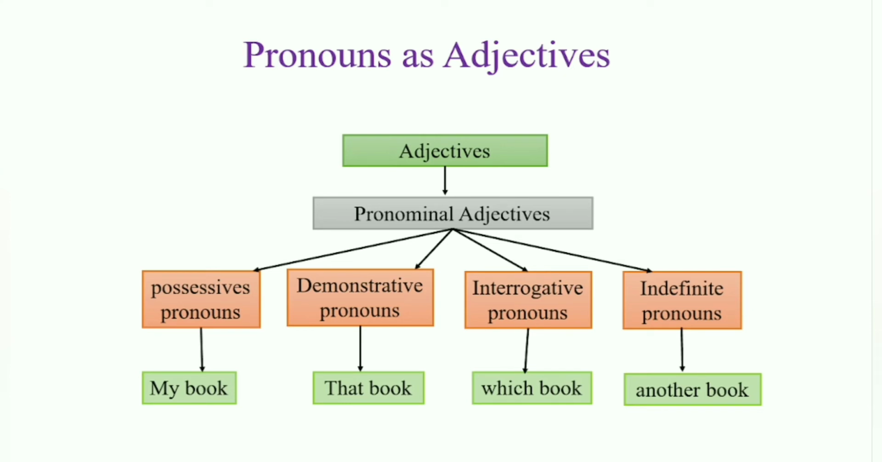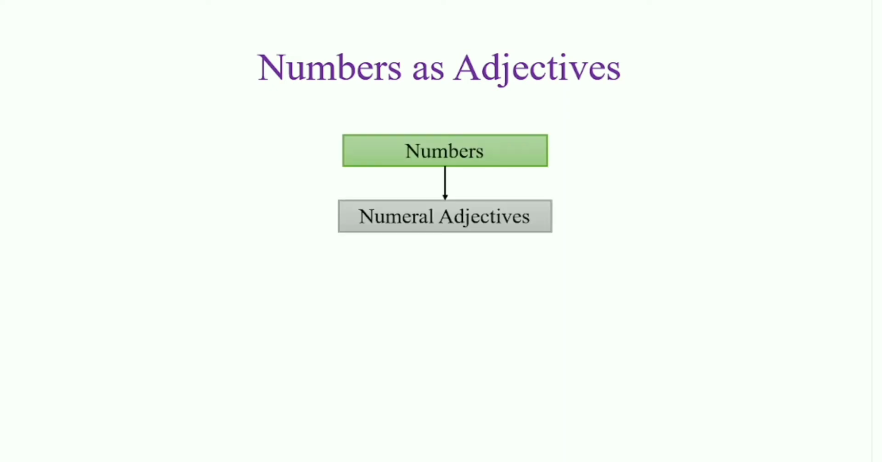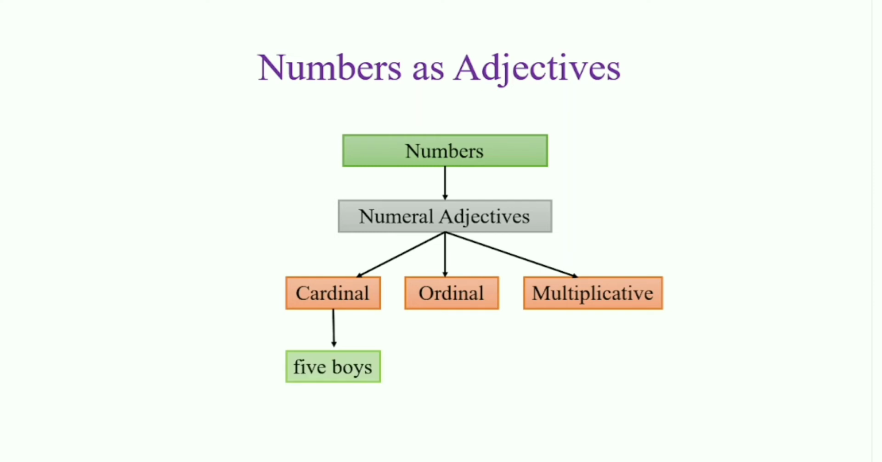So all those pronouns that modify a noun are adjectives in their function, and they are known as pronominal adjectives. Numbers can also modify nouns, and these are numeral adjectives. For instance, cardinal numbers, ordinal numbers, and multiplicatives are adjectives. Like five boys, third row, double sheet. So all those cardinal and ordinal numbers that modify nouns are adjectives in their function, and they are known as numeral adjectives.